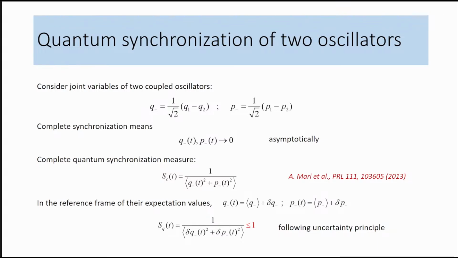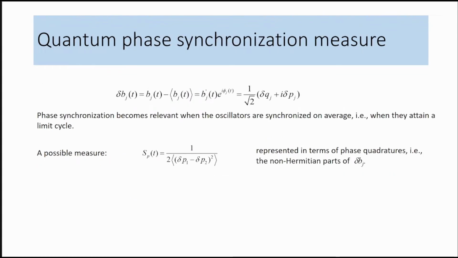We find out first the limit cycle in terms of mean values, and if it attains a limit cycle, then we only consider whether SQ remains lower than 1 or it increases, it becomes more than 1. What to do with phase synchronization here? You define the fluctuation part like this: Bj minus the average value of it. This is a complex number. You write it in terms of amplitude and the phase, and this phase we are talking about.